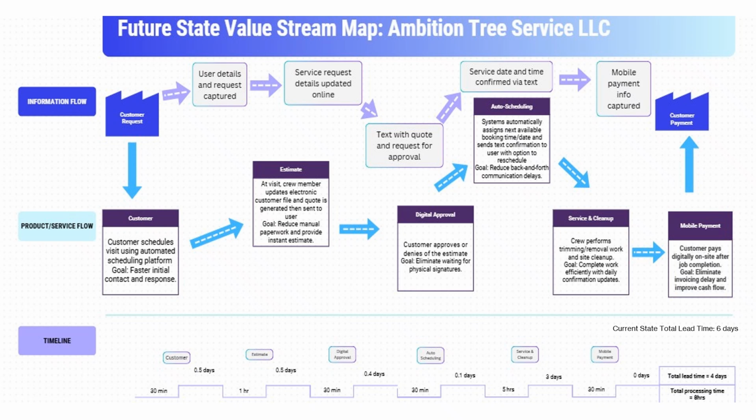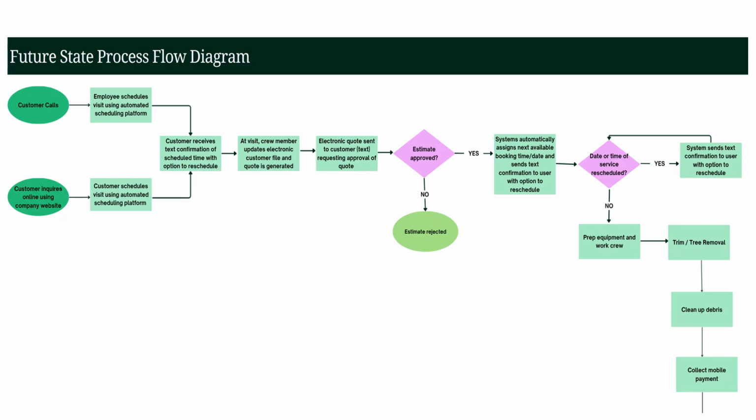And so, moving on to the future state process flow. This process flow diagram breaks down the redesign setup step by step. It starts with the customer either calling or submitting the request online, as I mentioned. That information enters the automated system built with Microsoft Forms and Power Automate. That system then assigns a visit automatically, sends a confirmation to the customer, and provides an option to reschedule if needed.